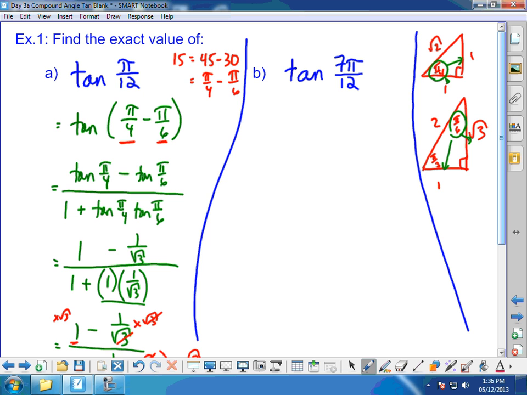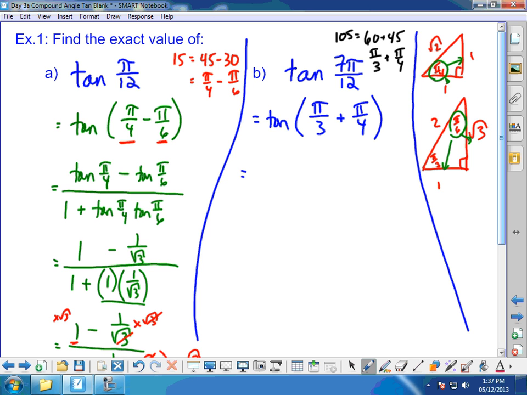You can pause and try on your own if you wish. This is tan 7 pi over 12. Well, 7 pi over 12: 7 times 180 divided by 12 is 105. So this is 60 plus 45. So that's pi over 3 plus pi over 4. Oh, sorry, not pi over 6, pi over 3 plus pi over 4. All right, so change this into a compound angle of pi over 3 plus pi over 4.